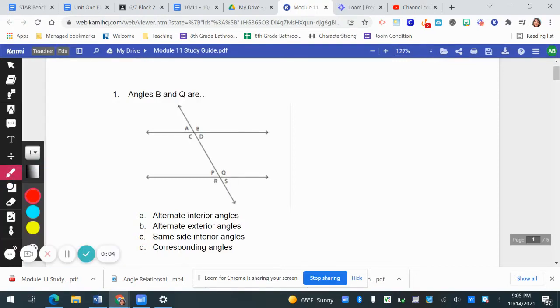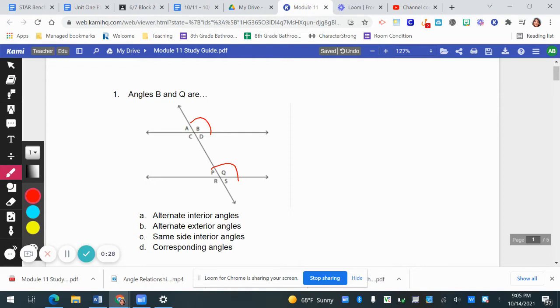Okay, so I am going to go ahead and go through the Module 11 study guide with you. Hopefully you can look over it before the test tomorrow. So angles B and Q are... This is just asking you to find angles B and Q and tell me what relationship they have.